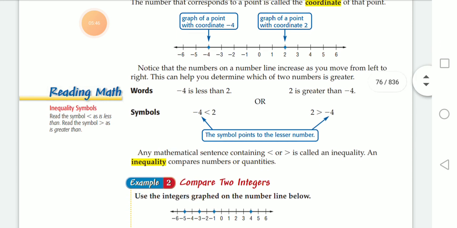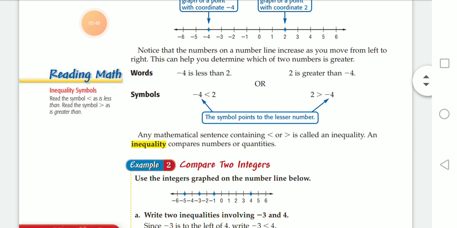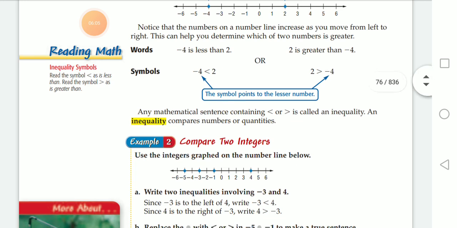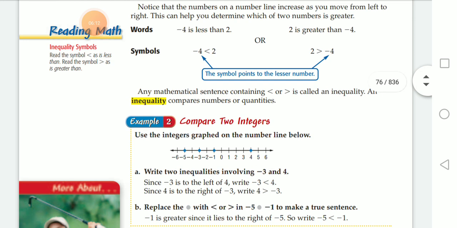Any mathematical sentence containing less than or greater than is called an inequality. Remember the equation: when the sentence contains equal, it's an equation. Here, inequality: greater than or less than. Focus with me here. An inequality compares numbers or quantities. It's not only for comparing numbers, it's also for quantities.